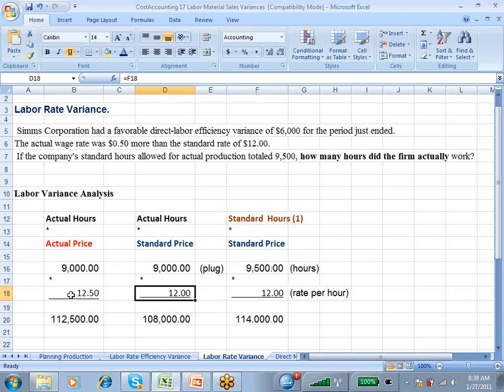That figure's given, and that figure's given. And it says standard hours for actual production totaled 9,500. That's given. So I know this one, that rate, that rate, that rate. The only thing I don't know are these two numbers.